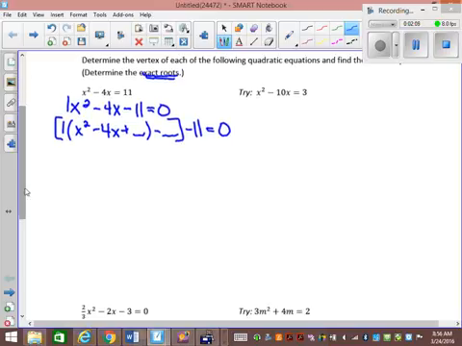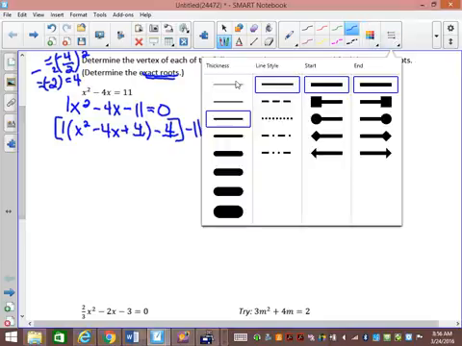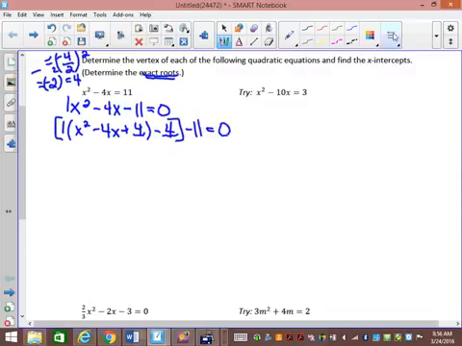Now we're going to go blank equals negative 4 divided by 2 squared, which is negative 2 squared, which is positive 4. Okay? Then we go 1, x minus 2, because it's what times what gives me 4, and what plus what adds to negative 4: x minus 2, x minus 2.